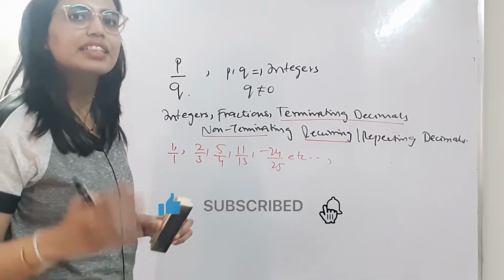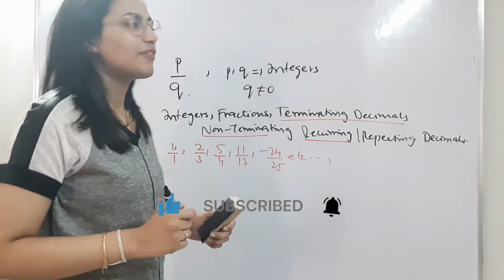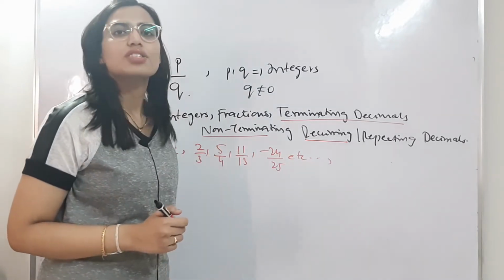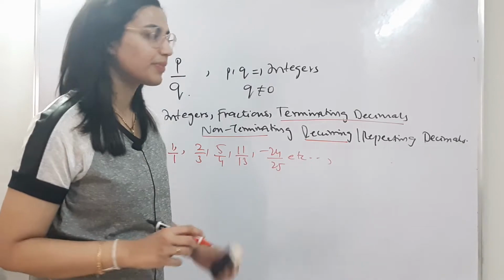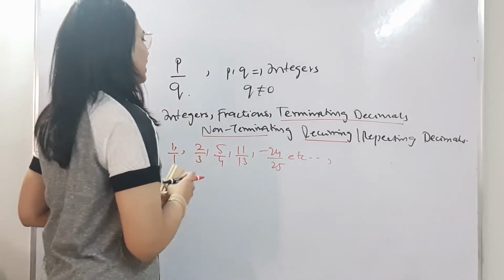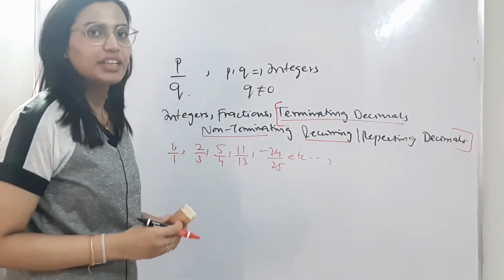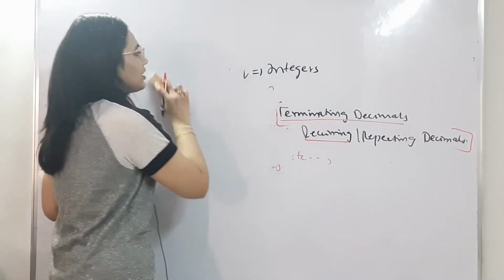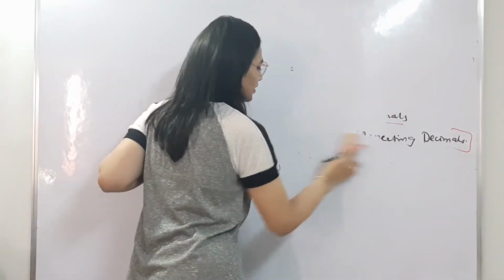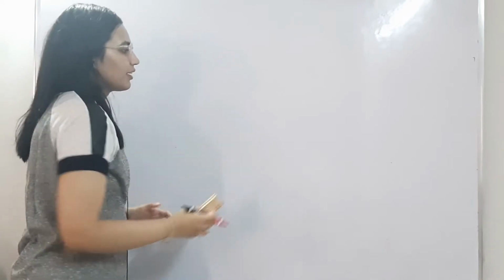So any number that can be written or expressed in the form of P by Q, where P and Q are integers and Q is not equal to 0, is called a rational number. Okay, so with this knowledge in mind, now let's focus on terminating and non-terminating recurring. You need to understand the definition or the meaning of terminating decimal and non-terminating recurring first before we move forward.